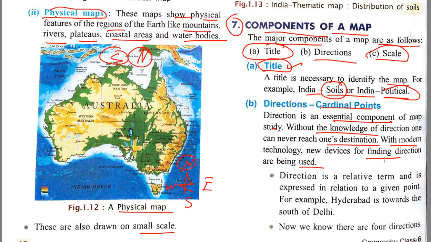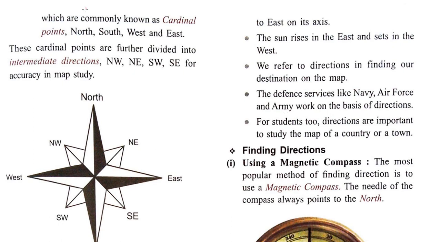Direction is a relative term and is expressed in relation to a given point. For example, Hyderabad is towards the south of Delhi. How is it possible to say that? On the basis of the compass, or on the basis of the direction, then only we can tell that Hyderabad is towards the south of Delhi. Now we know there are 4 directions which are commonly known as cardinal points or cardinal directions, the main directions: north, south, east and west.